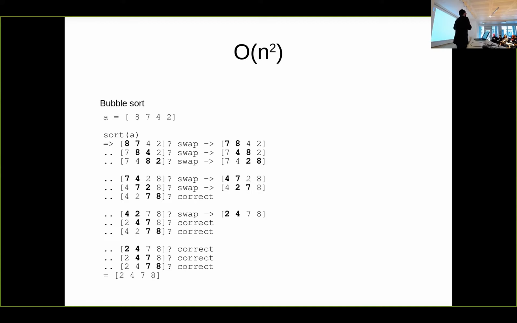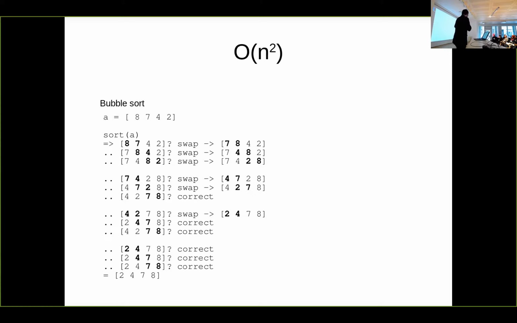So we have to start over again from the first element. Is 7 smaller than 4? No, swap. Is 7 smaller than 2? No, swap. Is 7 smaller than 8? Yes. We do nothing, but we're not sure if our list is ordered yet. So we start over again.